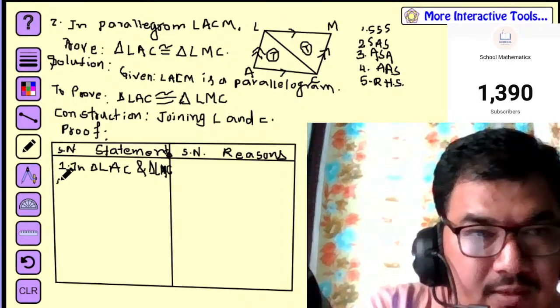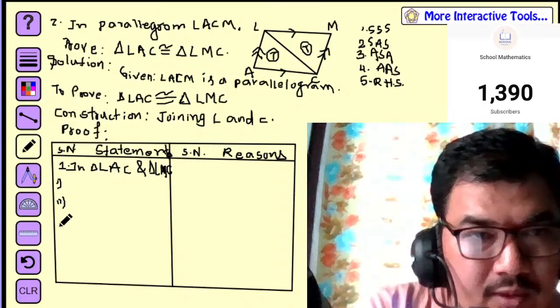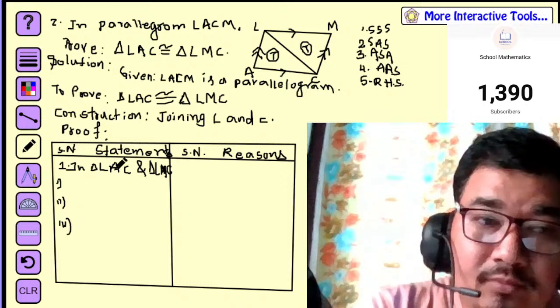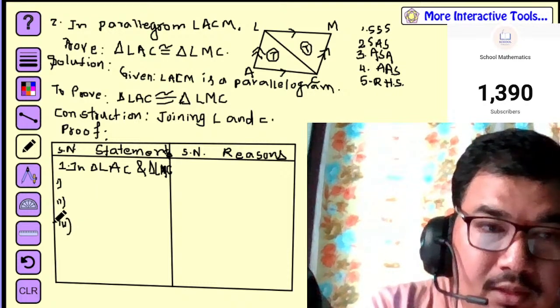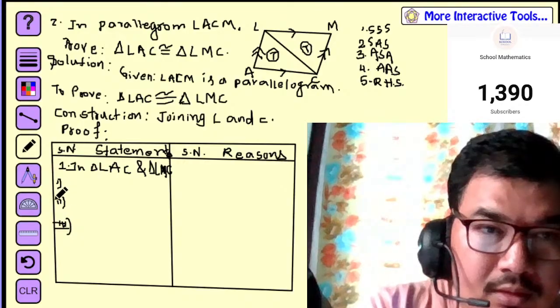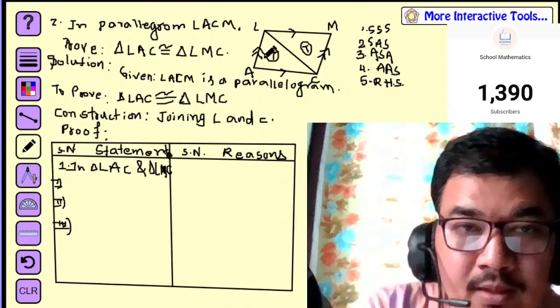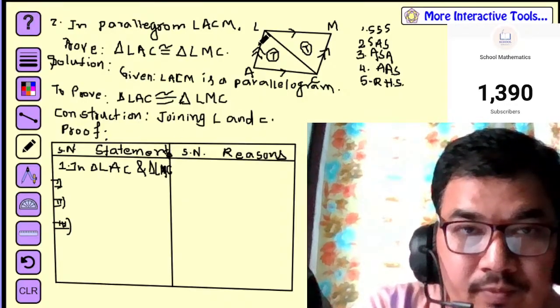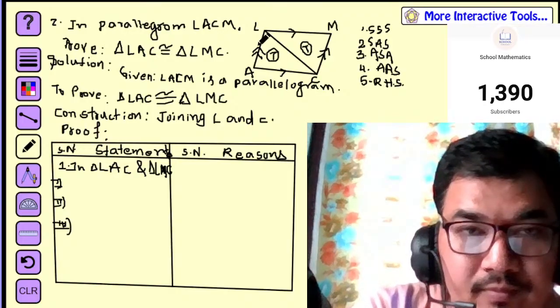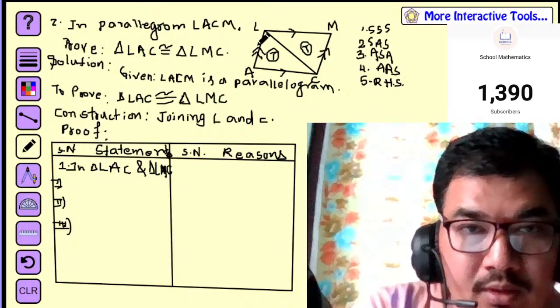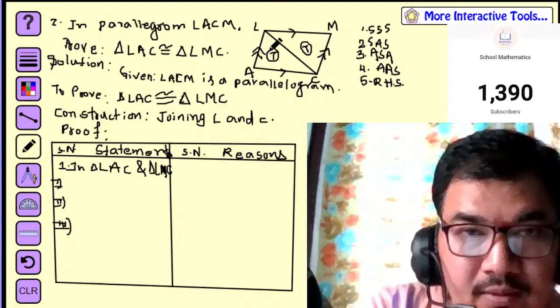In these two triangles, one triangle is LAC and the other is LMC. Which criterion are we using? Look here. In the criterion, there will always be three parts: one, two, and three. This is one, this is two, and this is three. Look at this angle.